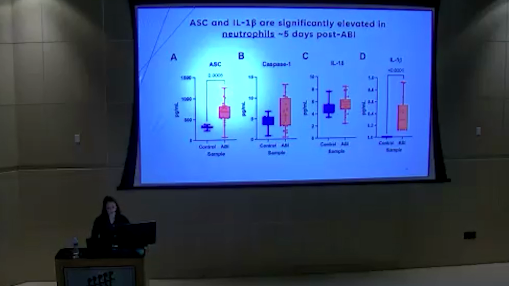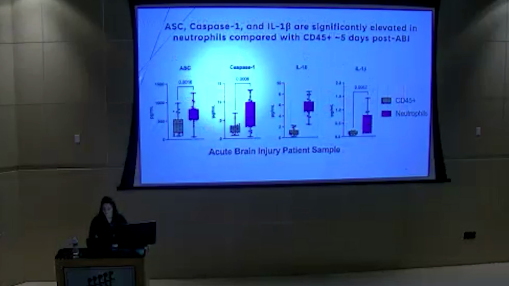Moving into neutrophils, we see that ASC and IL-1 beta are significantly elevated in neutrophils after acute brain injury. So then we wanted to compare, looking just at the acute brain injury patients, CD45 cells or neutrophils, to see if neutrophils truly are the driver of inflammation in these patients. And we can see that in ASC, caspase-1, and IL-1 beta, these inflammasome proteins are significantly elevated in neutrophils when compared to CD45 cells as a whole. And even though IL-18 is not significant, it does look like they are quite elevated in neutrophils. And with more patients, we'll be able to look at this closer.